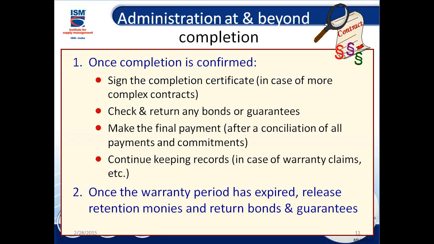Now once the contract is completed, beyond that, what do we look at? Obviously you might have got some performance guarantees, you might have got bid guarantees, all those bonds and guarantees have to be given back. And then they make the final payment. You might have paid the supplier in a phased manner, on the milestone basis. So the last payment also has to be done.